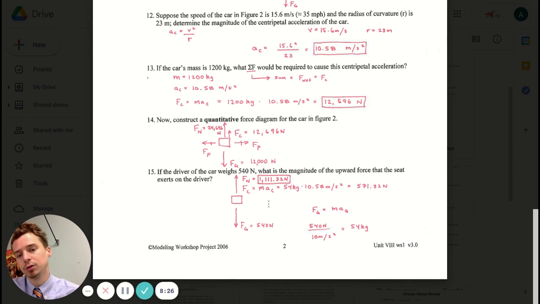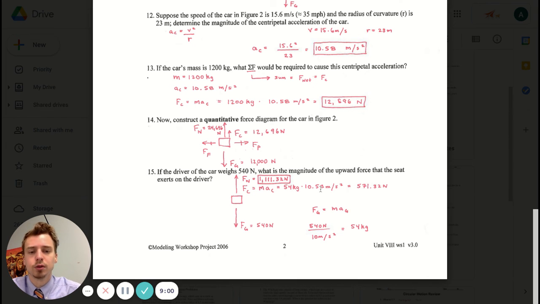So if the driver weighs 540 newtons, what is the magnitude of the upward force that the seat exerts on him? So the normal force, the force gravity is not changing here. He weighs 540, so it's just 540. We know his centripetal acceleration is the same as the car, so 10.58. I know his mass must be 54 because his force gravity is 540, so divide that by 10. His mass then is 54.